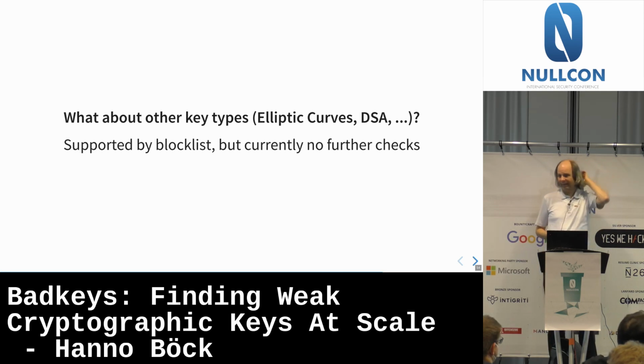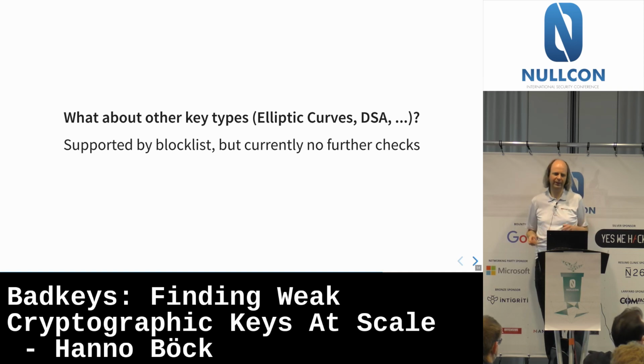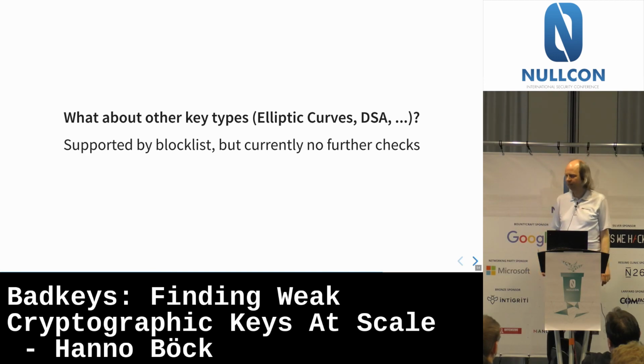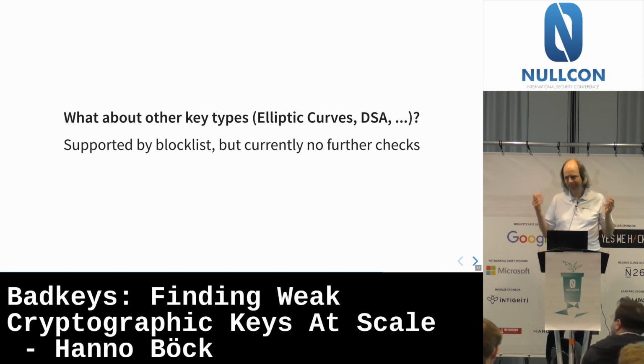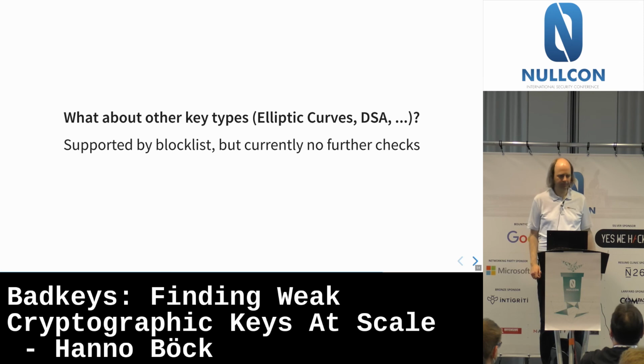What about DSA? There isn't really any vulnerability I know of in key generation that would fit into that kind of setting. There are vulnerabilities with elliptic curves that affect signatures, but then you would have to test the signature, and it also doesn't work for single signatures, you have to test many of them, so that doesn't really fit in my framework here. So I have a list of broken keys, like static keys, but I don't have any further checks here.